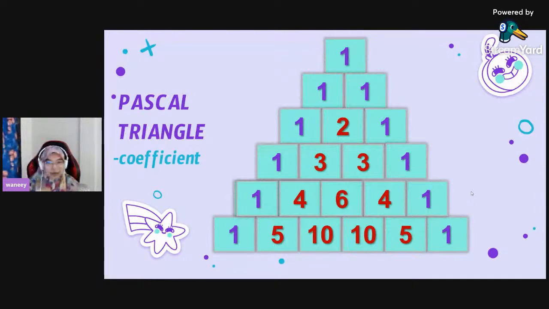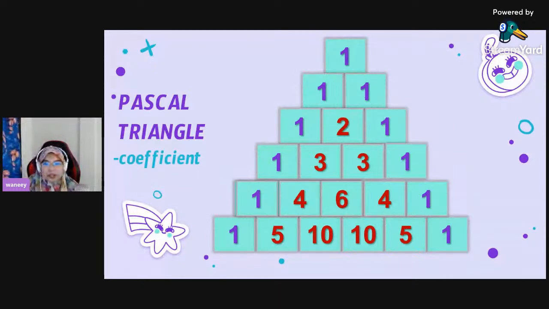Okay, as you can see, when we add the blocks, we keep on writing them down in a triangle kan. Dia sentiasa dalam bentuk triangle. So that is why we're gonna call them the Pascal triangle. Sebab itulah angka Pascal tu dipanggil dia Pascal triangle.